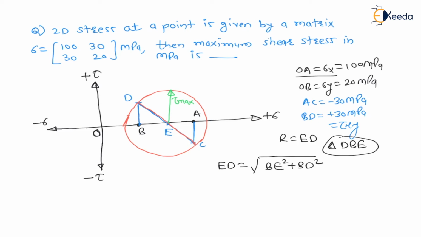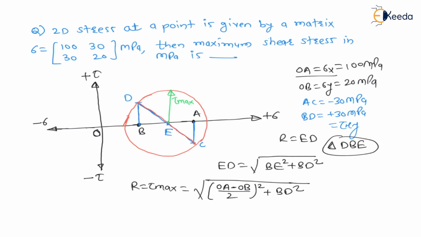This is how we can write. Therefore, this ED is nothing but tau max, that is, the radius of Mohr circle, which is tau max, equal to... can I write BE as O to A minus O to B divided by 2 whole square, plus BD square. This is how I can write. See, BE is a half of AB. The same is written here.